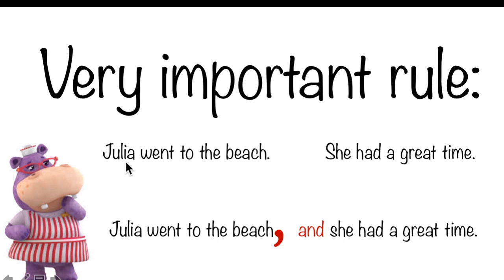Here we have, Julia went to the beach. She had a great time. This is simple sentence number 1. This is simple sentence number 2. This is a compound sentence. We join the first sentence and second sentence with the conjunction word and, and we put the comma in front of it. Don't forget, you need to put the comma in front of the word and.